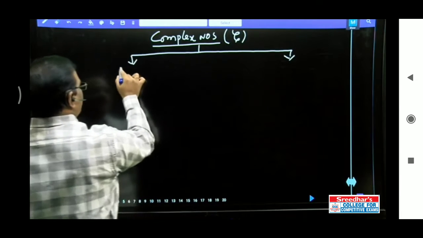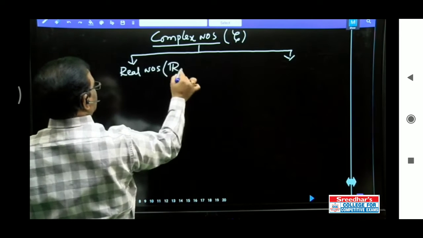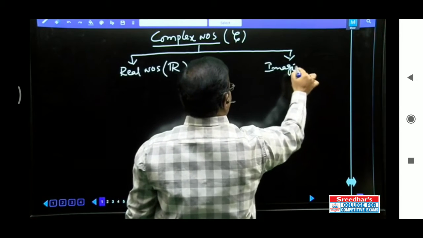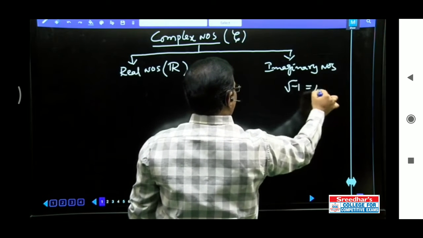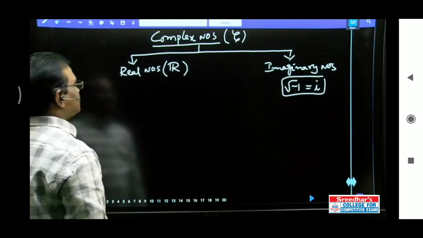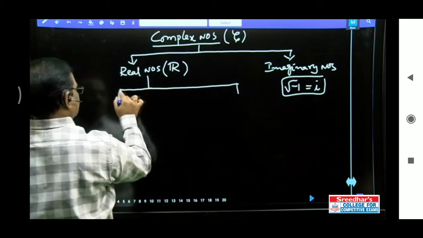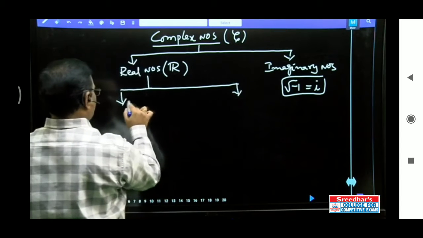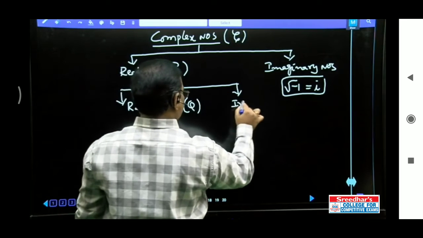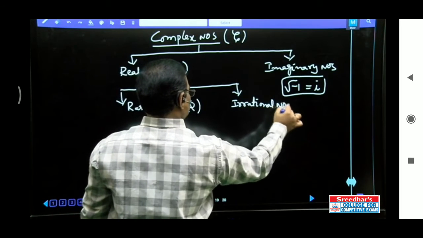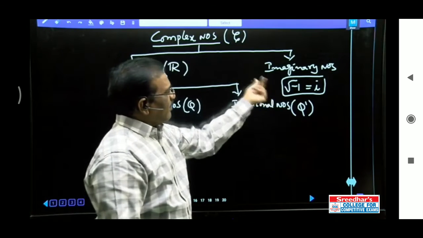Complex numbers are the combination of both real and imaginary. Real numbers, capital R, and imaginary numbers. Imaginary is the square root of -1, that is equal to i. Real numbers are the combination of both rational and irrational. Rational numbers, Q, and irrational numbers, Q complement. Complex numbers are the combination of real and imaginary numbers.